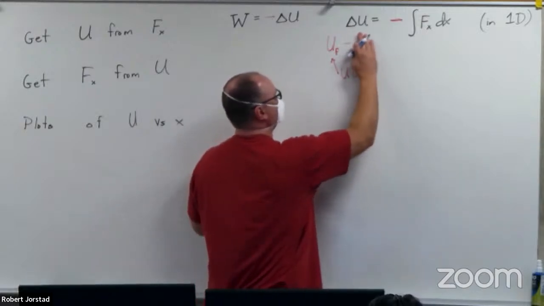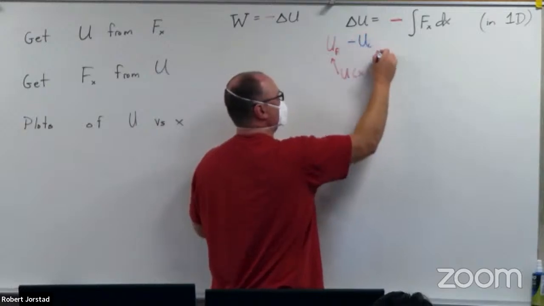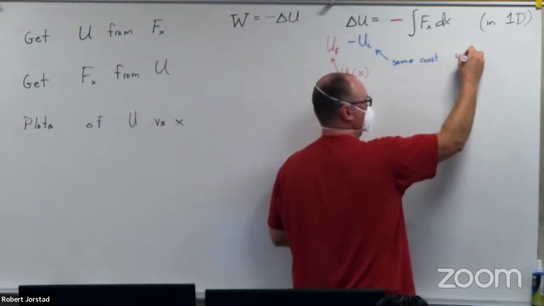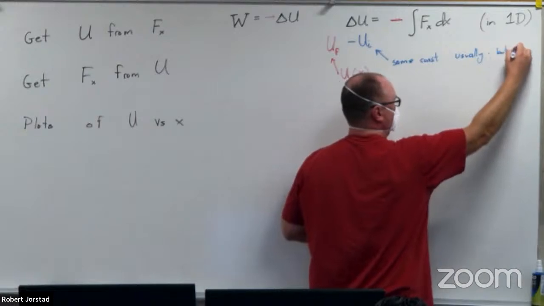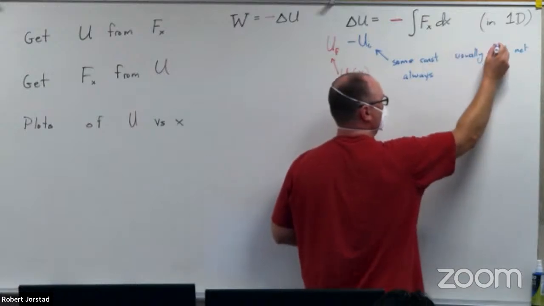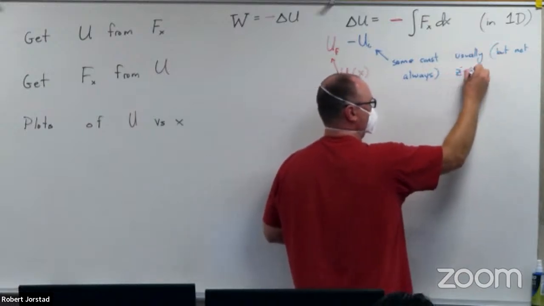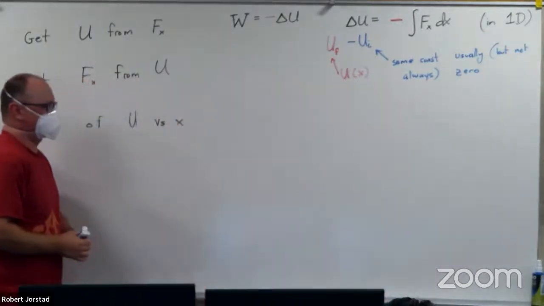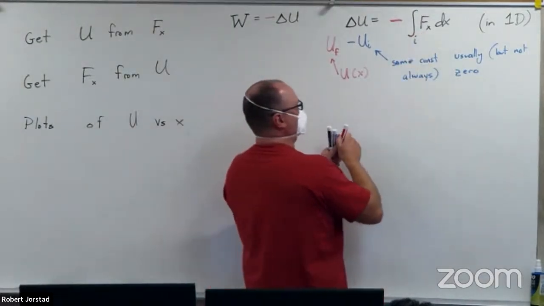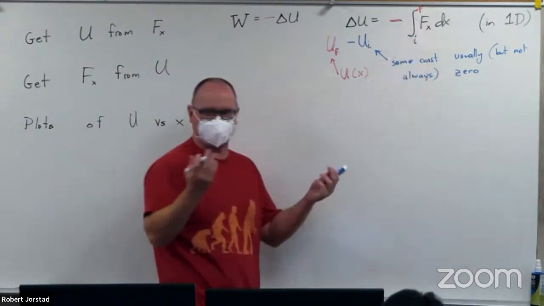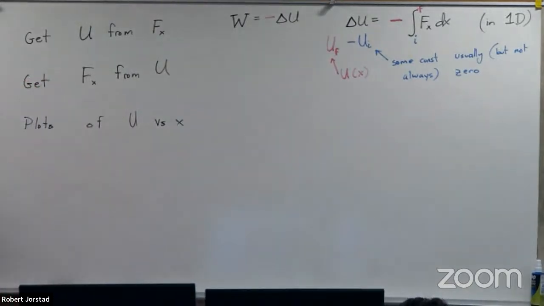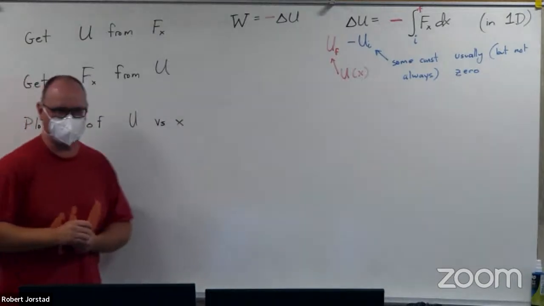This is some constant, usually, but not always, zero. And I'll explain more on that. It's sort of like a limit, right? If we go from initial to final, sometimes when you plug in the initial limit, you get a 0, sometimes you don't. You know what I'm talking about from calculus class? All right.